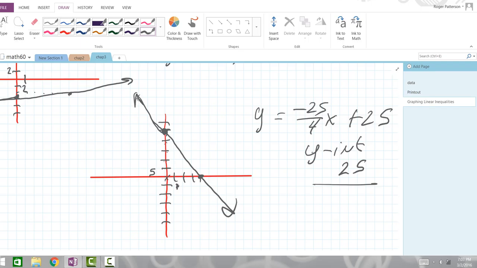Any questions on what they did there? It's just kind of weird looking equations.